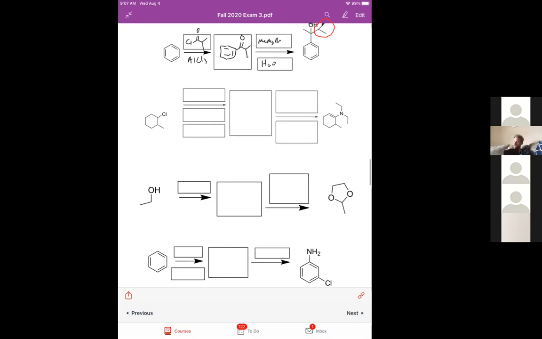So you can either add the red highlighted group first and the blue, or the blue and then the red. Won't make much of a difference.